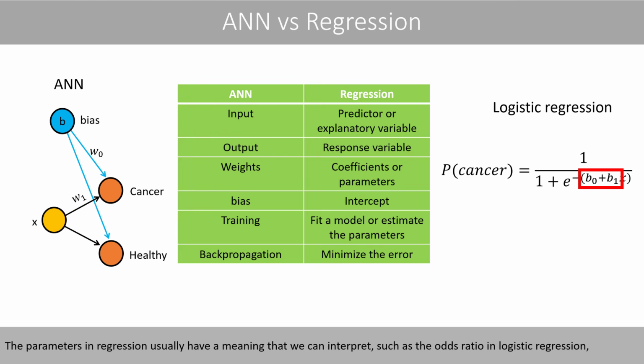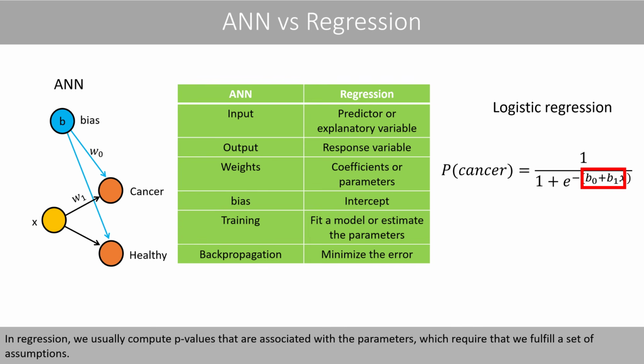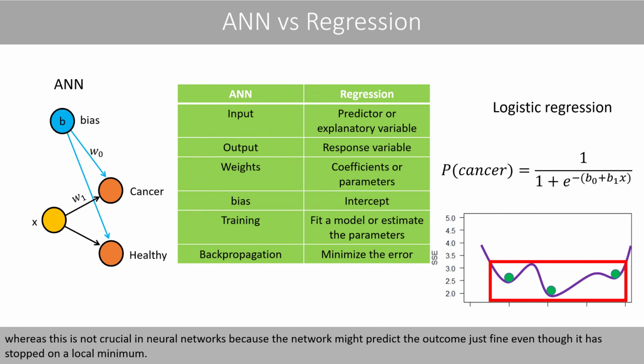The parameters in regression usually have a meaning that we can interpret, such as the odds ratio in logistic regression, whereas the values of the weights in the neural network usually have no meaning, rather they're used to make a good prediction. In regression, we usually compute p-values that are associated with the parameters, which require that we fulfill a set of assumptions. Since we use the estimated parameters to interpret the regression model, we must find the global minimum of the error function, whereas this is not crucial in neural networks, because the network might predict the outcome just fine even though it has stopped on a local minimum.